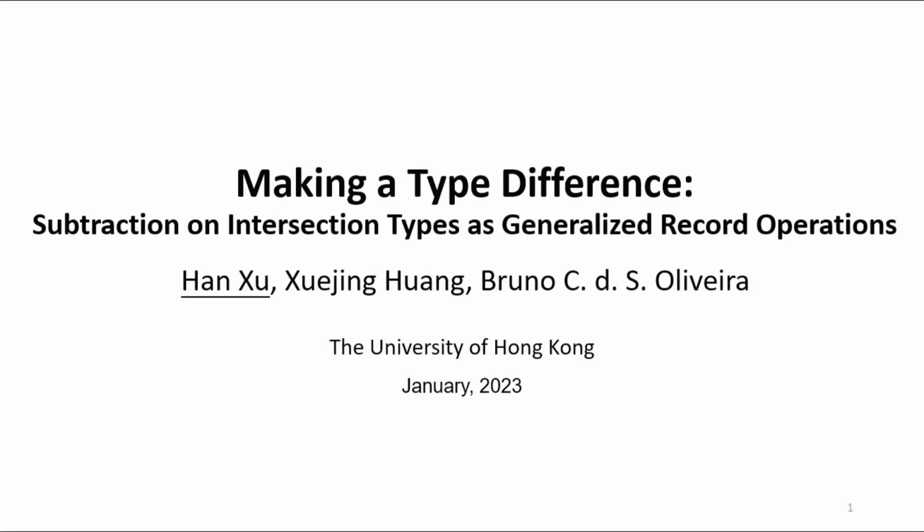I'm Xuejing. Today I'm going to talk about making a type difference, subtraction on intersection types as generalized record operations. This is a joint work with Xuejing Huang and Bruno Oliveira. To get started, we first need some background knowledge of intersection types.